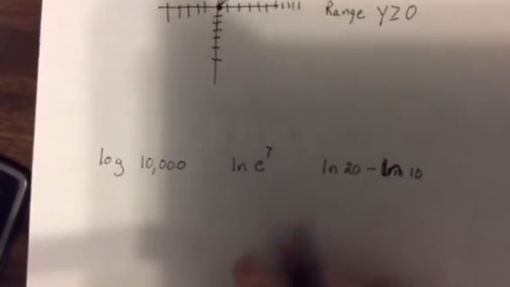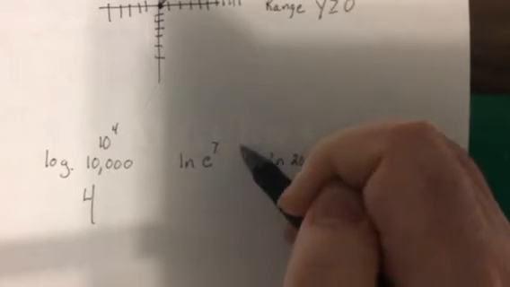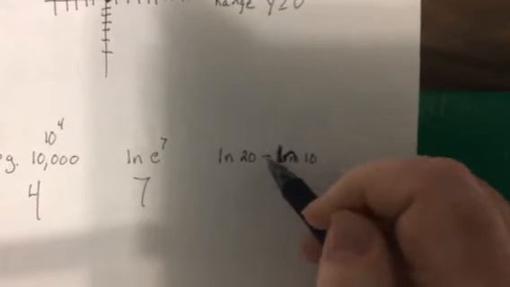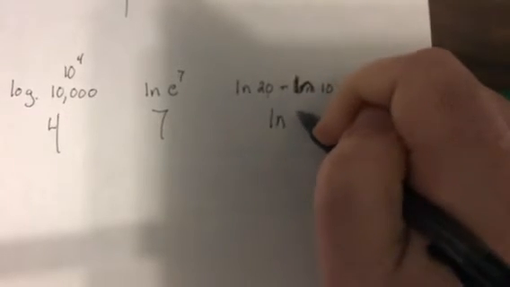Now, see if you can simplify these for me as far as you can, and then turn me back on. Okay, log of 10,000. This would be 10 to the 4th power, so 10 to what power is 10 to the 4th? That'd be 4. e to what power is e to the 7? That'd be 7. And if you remember the laws of logarithms, when you subtract the logs, you divide. So it'd be 20 divided by 10, which is 2. Can't go any further without a calculator. Well, that was fun.